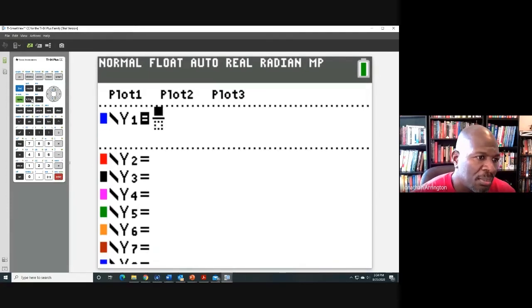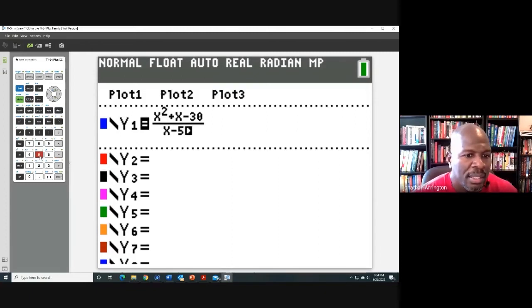And the function was x squared plus x minus 30 over x minus 5. Now, I want to find the limit as x goes to 5. So I'm going to change a couple of things in the calculator. Right here you see in blue, you see table set. I'm going to change the calculator's table settings because I'm going to look at a table to do this.